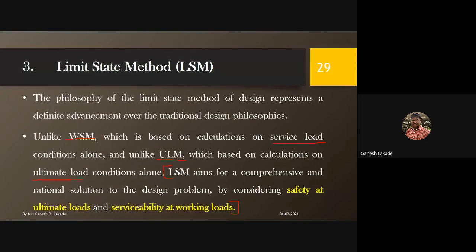Now, for that, I'll recall that ultimate load is the maximum load that can be acting on the structure, and the working load is the actual load which is going to act on the structure. So in limit state method, we are considering the points which were not considered in working stress method and in ultimate load method. Working stress method discusses only the service loads, or the stresses which are going to develop at service loads. Ultimate load method discusses only the ultimate loads or ultimate strength of materials.